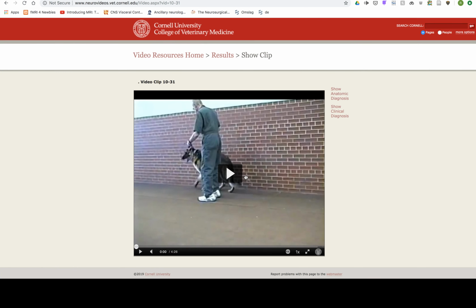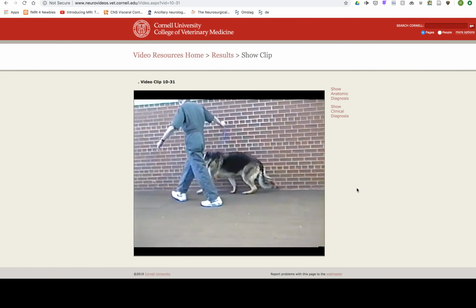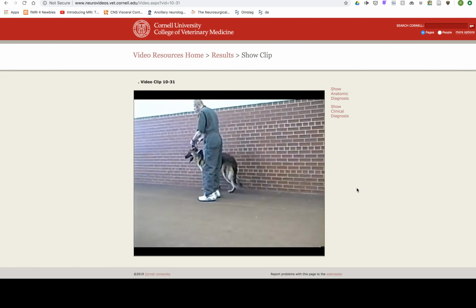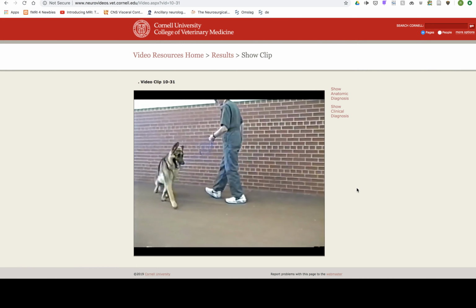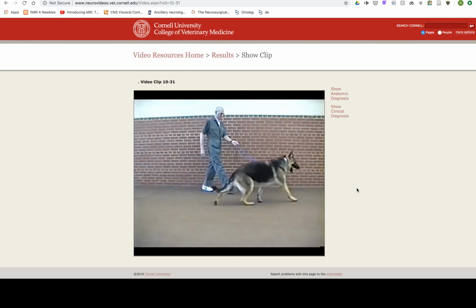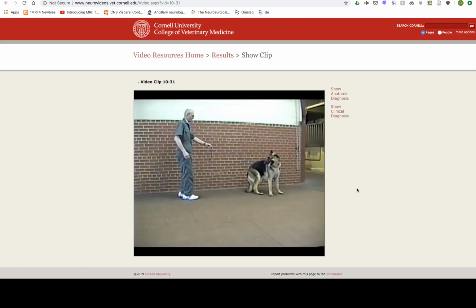Video 10-31 shows Kodiak, a 2-year-old castrated male German Shepherd dog with a history of 5 months of a slowly progressive gait disorder. You should make the anatomic diagnosis of a focal or diffuse lesion between the C1 and C5 spinal cord segments. Kodiak also shows decreased range of motion when either thoracic limb is flexed, and both elbows are enlarged because of chronic DJD.